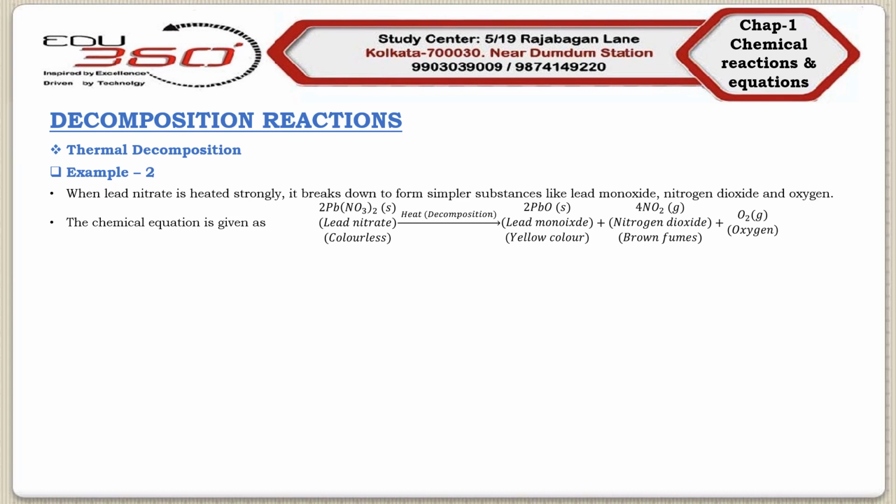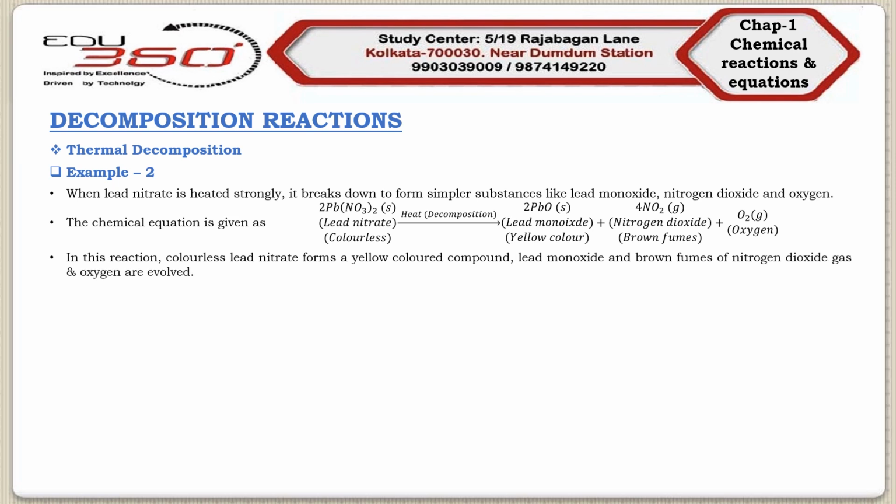So the equation is 2Pb(NO3)2 arrow 2PbO plus 4NO2 plus O2. So we can say that in this reaction the colorless lead nitrate forms a yellow colored compound, which is lead monoxide, and brown fumes of nitrogen dioxide gas with the evolution of oxygen.